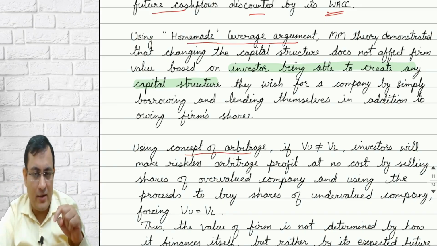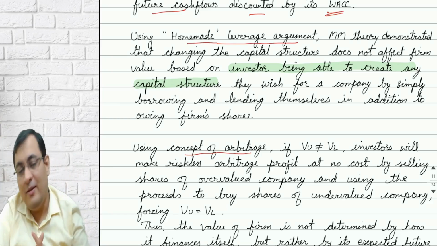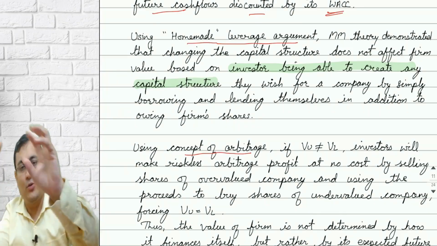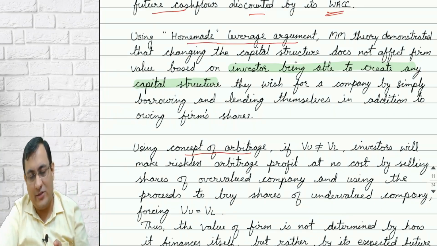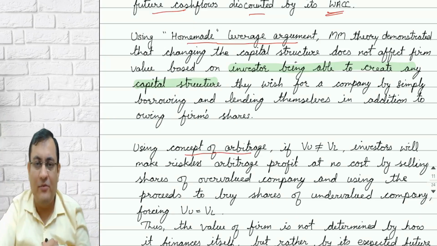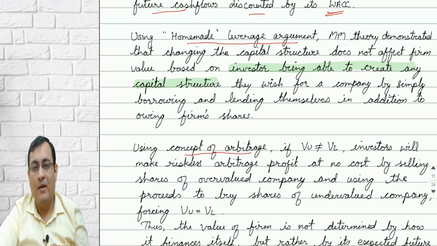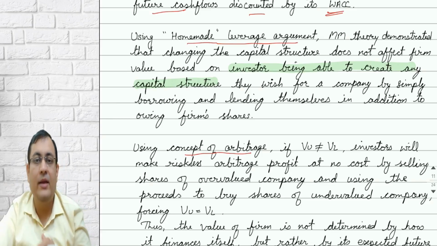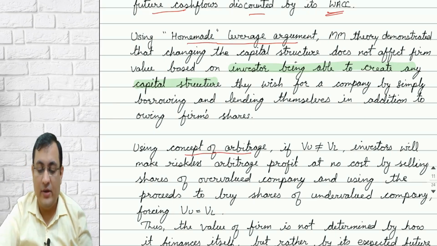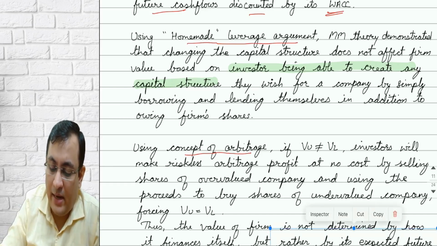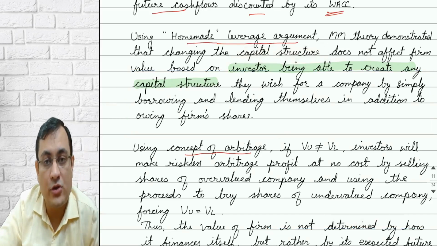He can borrow at the risk-free rate and invest in the equity of the company. Automatically, it is an indirect way. The leverage is going to the company as finance. Of course, for the company it is equity, but ultimately it is coming from debt. The investor is able to create any capital structure by borrowing or lending at the risk-free rate, if they wish, simply by borrowing or lending themselves in addition to owning a firm's share.